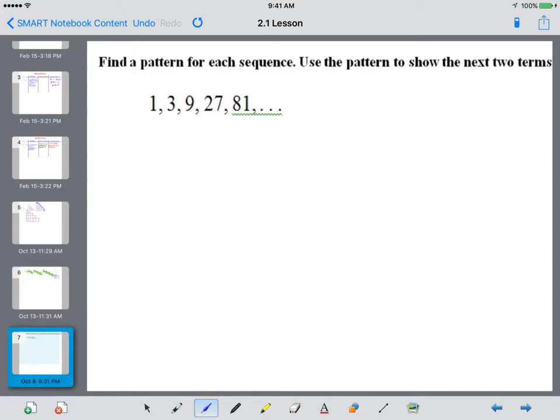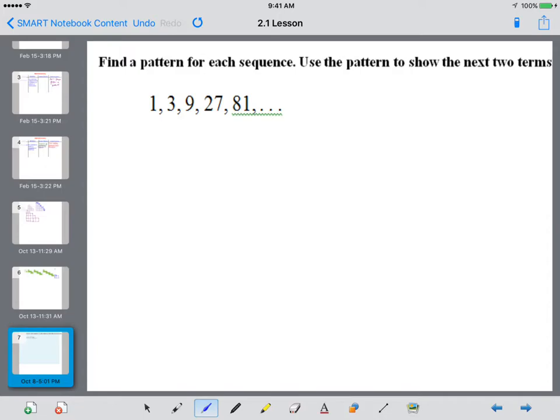Let's take a look at this in numbers. It says find a pattern for each sequence. Use the pattern to show the next two terms. So if I'm looking at this, we got 1, 3, 9, 27, 81. Well, it doesn't go up by the same increment because it goes up by 2, then 6, then it jumps all over the place. So it's not adding something.